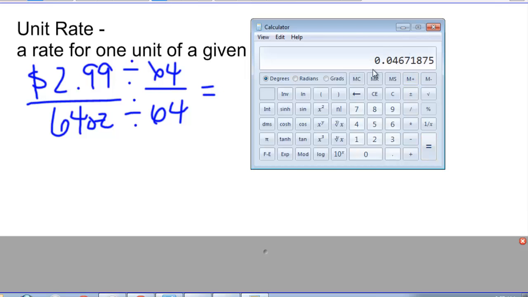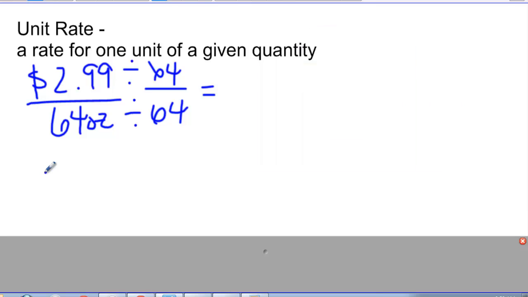I get this big long decimal here, but I'm talking about money, so really anything after the second decimal point doesn't make sense. So I would round this, and I see that there's a 6 in the thousandths place, which tells me to round up. So I would have 0.05, and this is still dollars, so that's 5 cents per 1 ounce.